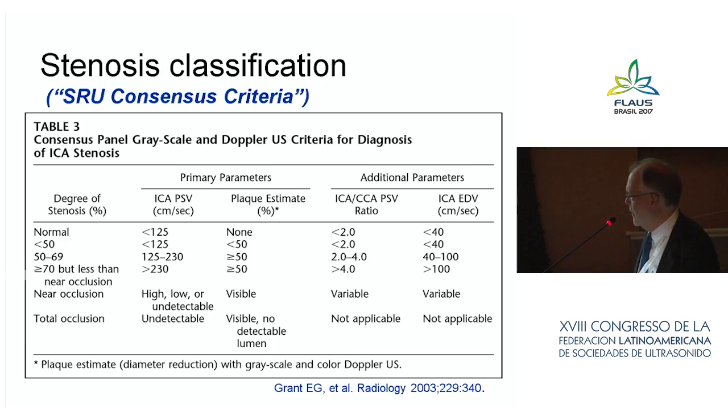This is the table from the Grant paper, which looks at the SRU, or the Society of Radiologists in Ultrasound, consensus criteria. These were generated by a consensus conference, not a research study. And you can see that there are grades of stenosis: normal, less than 50, moderate stenosis, greater than 70, and occlusion, and various velocity cutoffs. They have what they call primary parameters and then additional parameters. So there are both primary criteria and secondary criteria. The secondary criteria include end diastolic velocity and various velocity ratios.